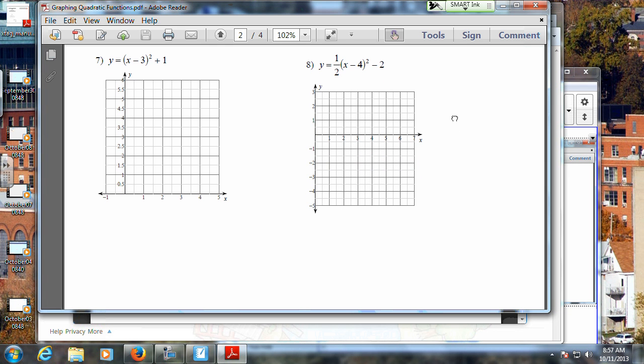And here are the last couple problems. These are given with the work done already so that I don't have to worry so much about completing the square. X minus 3 squared, so over 3 units from the origin, 1, 2, 3 units horizontally, plus 1, so 1 unit up. Here's the vertex, and it opens upwards.